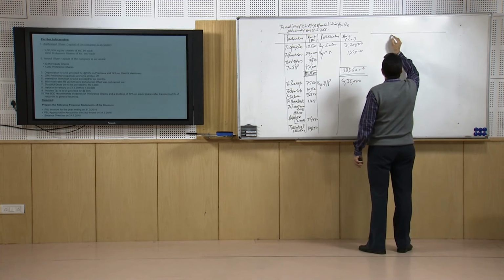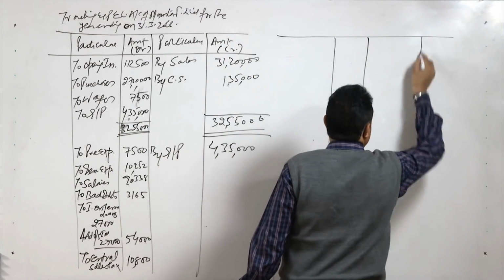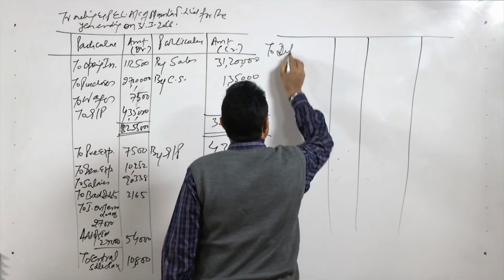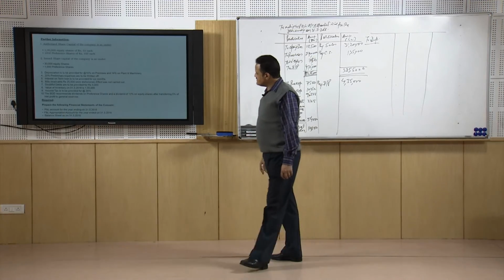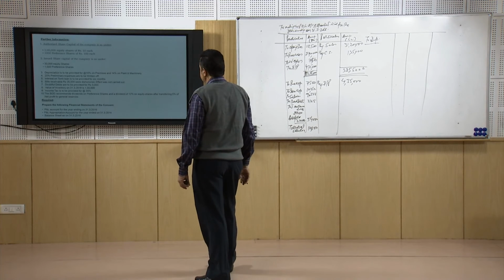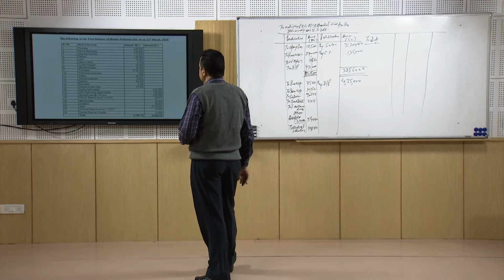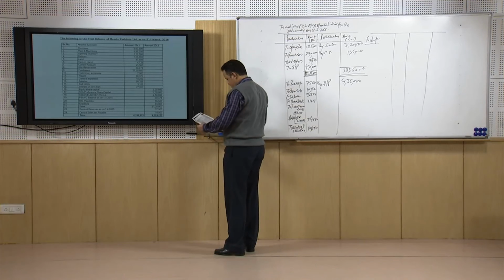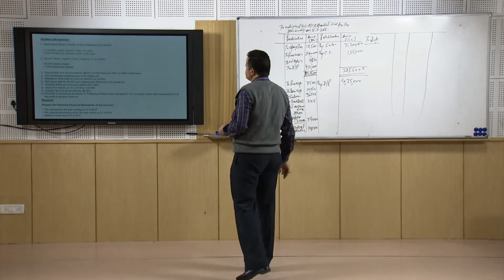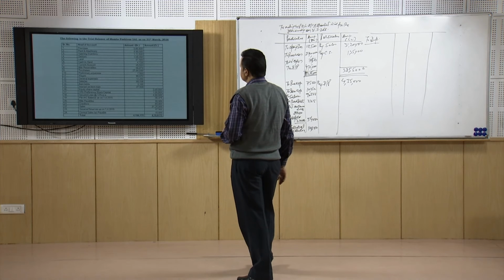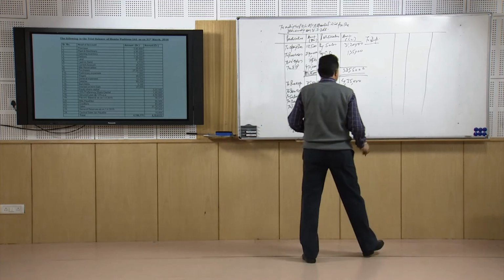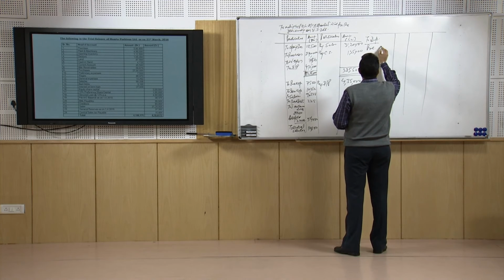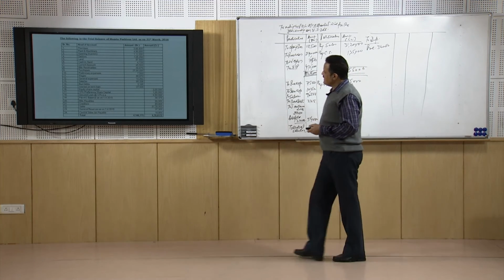We are continuing this account here, that is why I kept the space, and now I am extending it here. So it is to depreciation, and depreciation has to be provided at the rate of 10% on premises and 14% on plant and machinery. Premises is 3,60,800. 10% of this, 36,080, is going to be the depreciation we are going to provide on the premises.